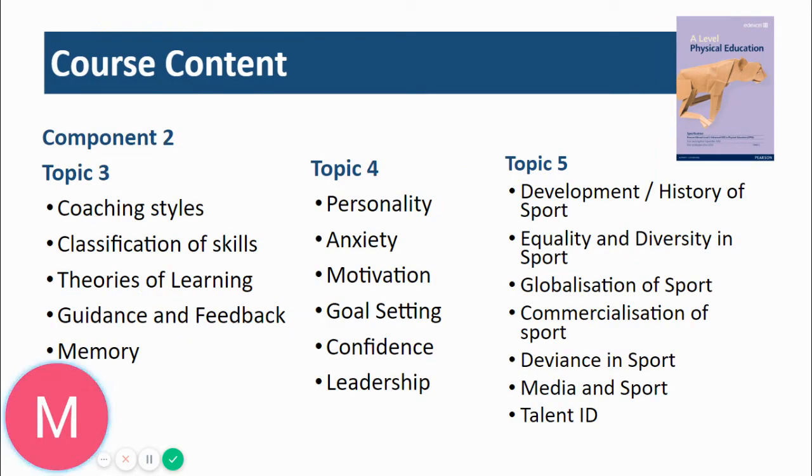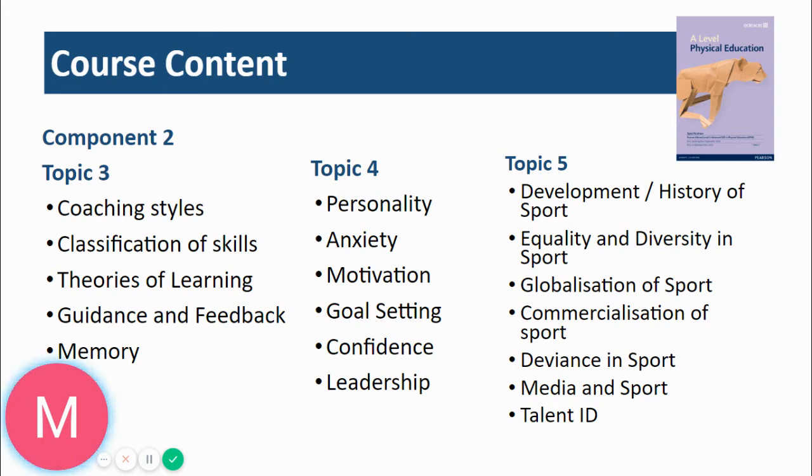In the topics you study for Paper 2, you will look at things like different styles coaches can use with their performers, how performers learn new skills, how your memory works to allow you to perform better in sport, how anxiety can affect your performance, and how performers can be motivated.